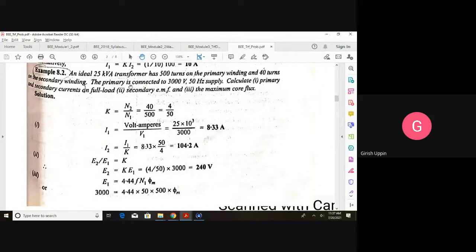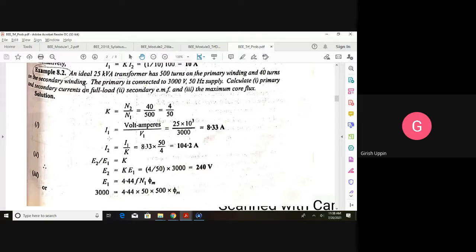We have a 25 kVA transformer with 500 turns on the primary, that is N1, and 40 turns on the secondary, N2. The primary is connected to 3000 volt. This is E1 or V1. F is given. You have to find the primary and secondary currents on full load. Full load is 25 kVA. On the primary side it is V1 into I1, and on the secondary side, full load voltage V2 into I2, equal to 25 kVA. First, you can find the transformation ratio. N2 is 40, N1 is 500, so 40 by 500, that is 4 by 50.